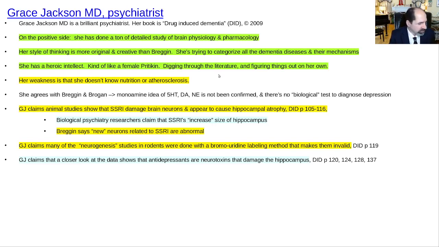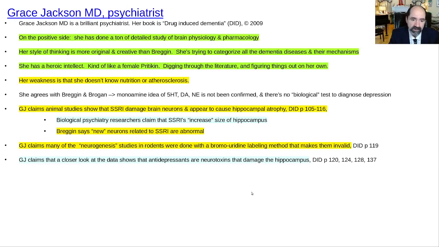Okay, Grace Jackson, she's the one who wrote this big book, and she's got all these pictures and images from summaries of neuropathology, autopsy studies in humans, autopsy studies in animals, and she's trying to classify all the forms of neurodegenerative disease and all the mechanisms. I like her. She's like a female version of myself. She also reminds me of Pritikin. But like I said, she don't know nutrition, and that's what holds her back. But she's still really good, and I enjoy reading her stuff. Kind of a much bigger picture of all neurodegeneration rather than Bregan's neuropsychopharmacology.